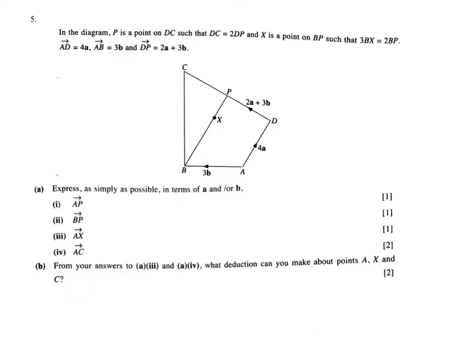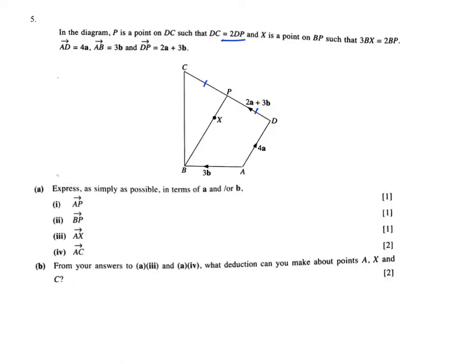Now we'll have the last question for the day. In the diagram, P is a point on DC such that DC is 2 times DP. What is this trying to tell us? So DC is actually 2 times DP, so DP and PC will be equal in length.